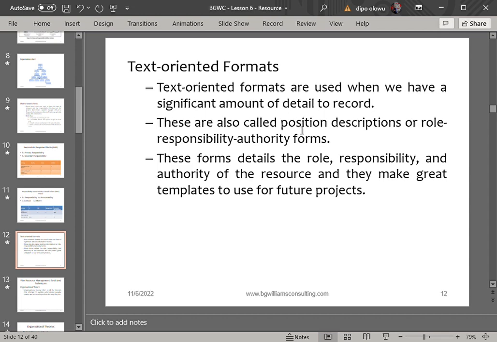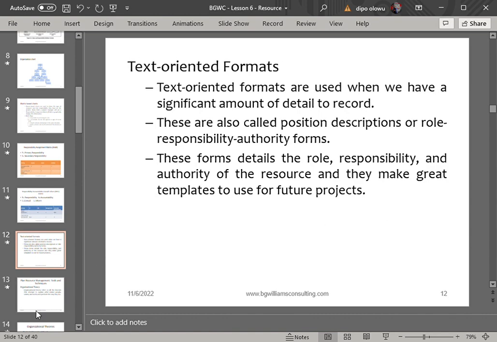It is used to provide descriptions of roles and responsibilities that will be assigned to team members. So roles and responsibilities can be assigned using the organizational chart. It can be assigned using the matrix-based chart, which can either be RAM or RACI, and it can be assigned using the test-oriented format. Okay, so that is that.